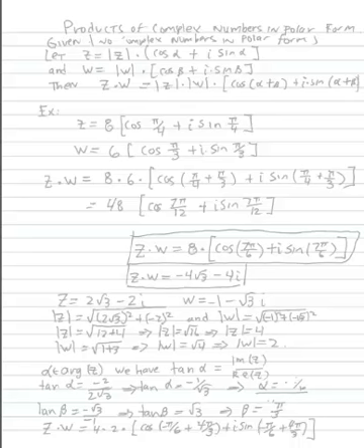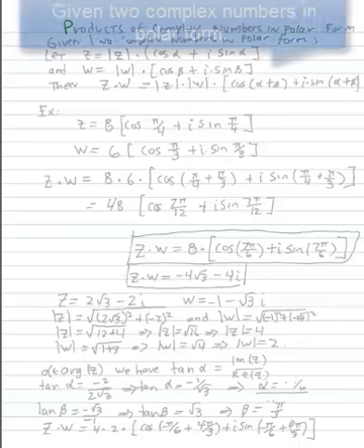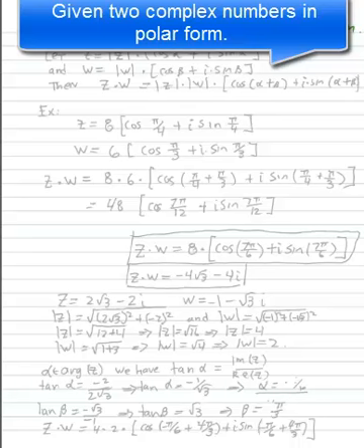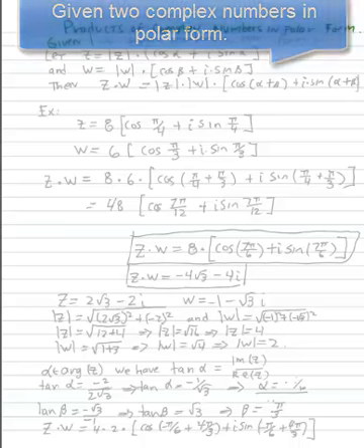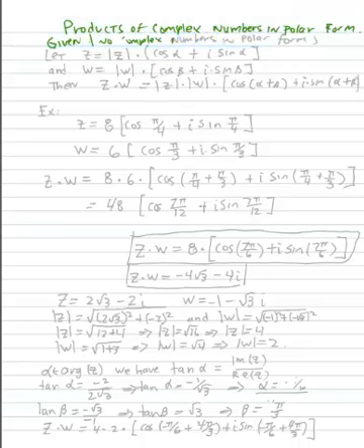In this session, we're going to look at products of complex numbers in polar form. Given two complex numbers in polar form, we can define the product if z is equal to the modulus of z times cosine of alpha plus i times the sine of alpha.